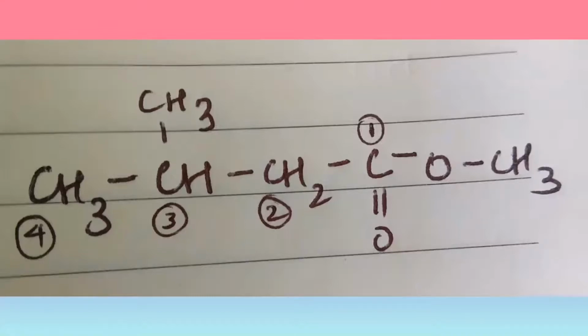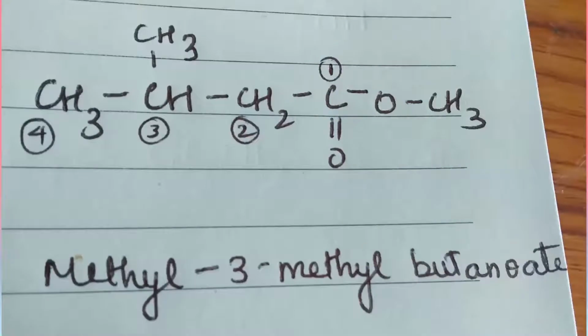So whenever you are writing these names, first you write the alkyl group, that is the part with the least number of carbon atoms, and then you write the part with more carbon atoms. Whenever we are naming the alkyl or the alkanoate part, if there is a substituent present there, we also mention the substituent. So the name for this goes like methyl 3-methyl butanoate.